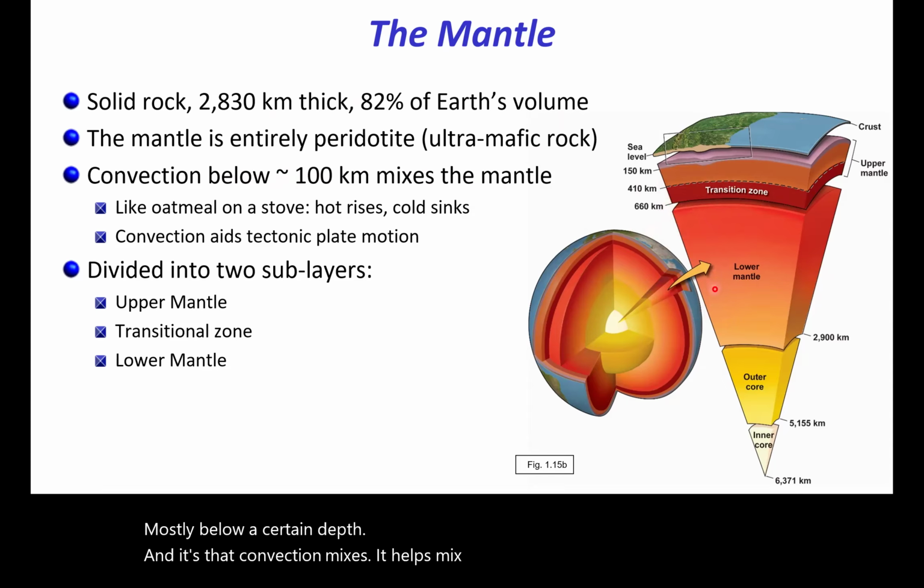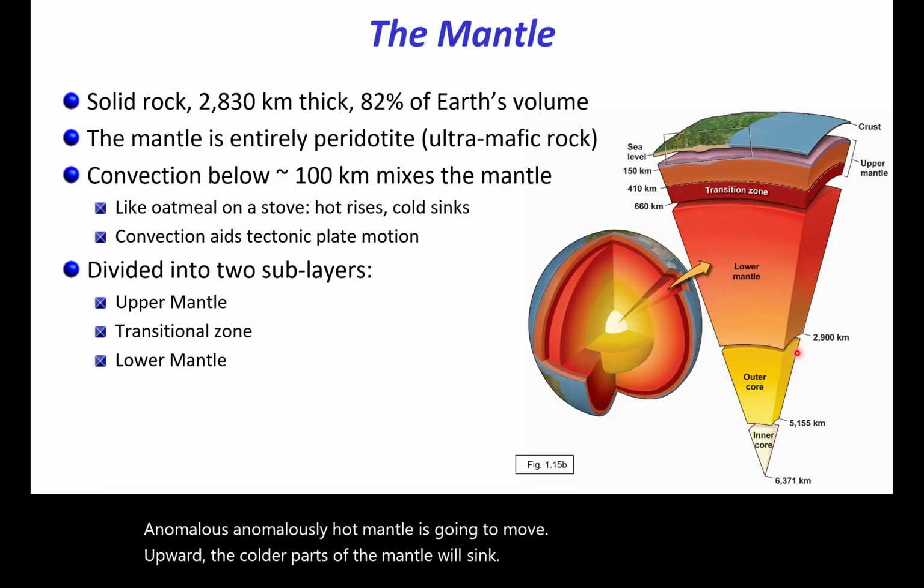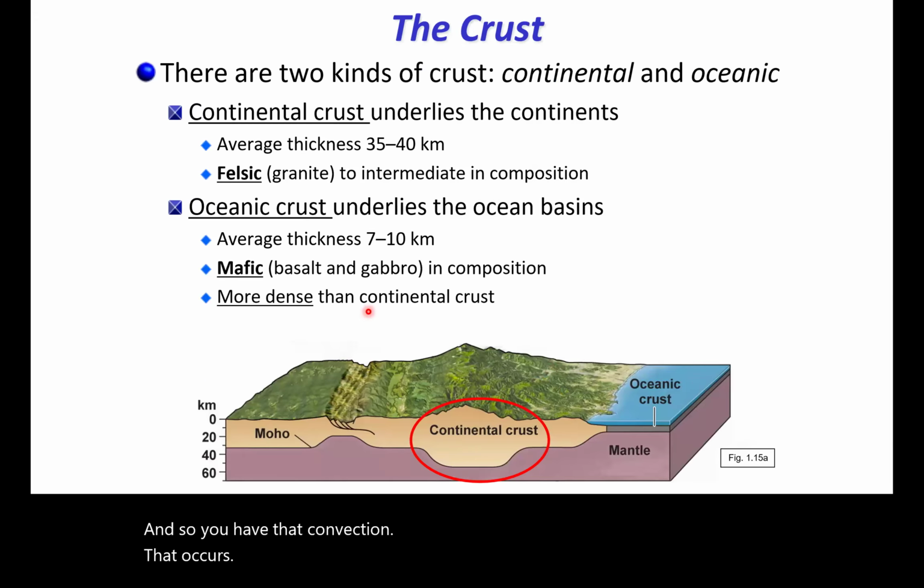There are places where anomalously hot mantle is going to move upward. The colder parts of the mantle will sink. And so you have that convection that occurs. Onward to the crust. I didn't have a lot to say about the mantle.